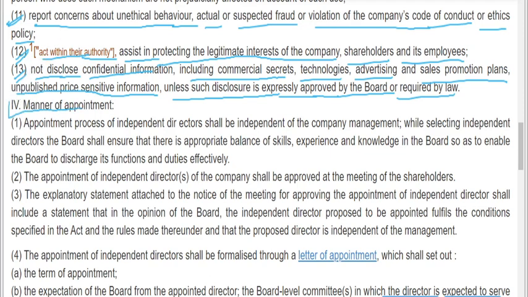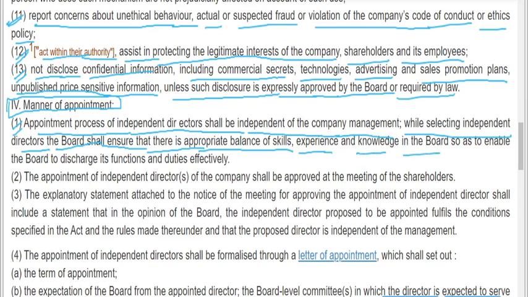Now, manner of appointment of independent directors. The appointment process of independent directors shall be independent of the company management. While selecting independent directors, the board shall ensure that there is appropriate balance of skills, experience, and knowledge in the board, so as to enable the board to discharge its functions and duties effectively.